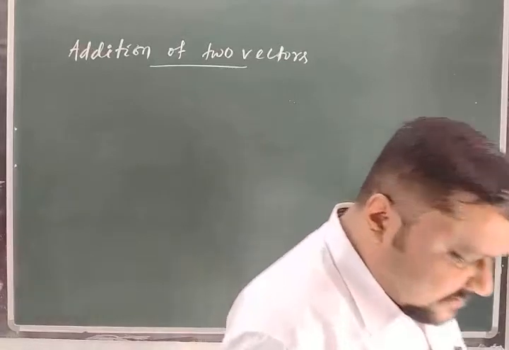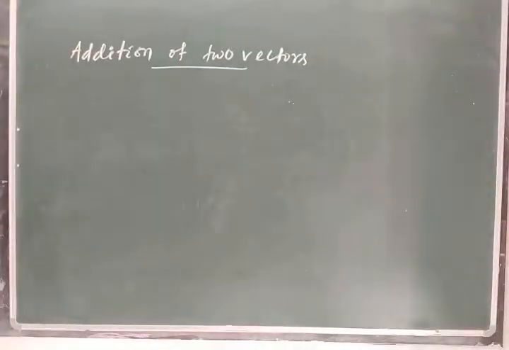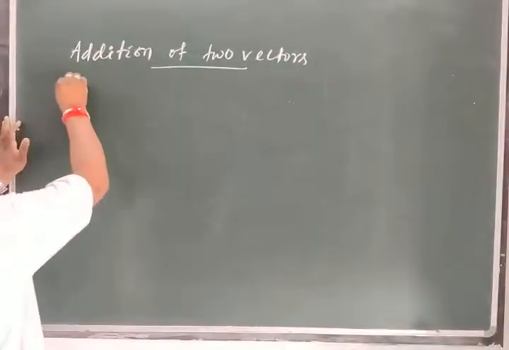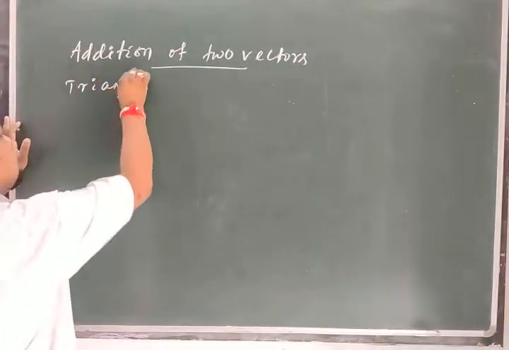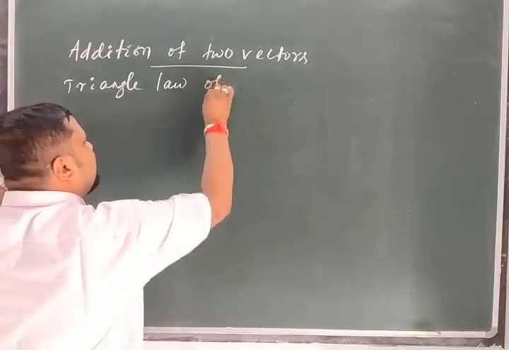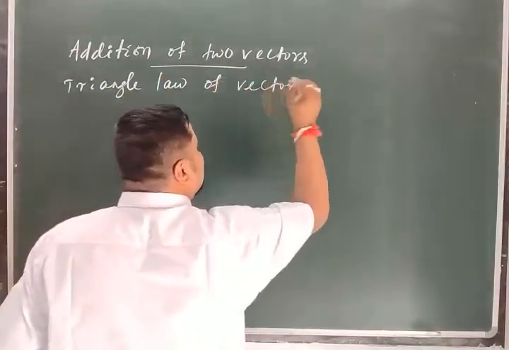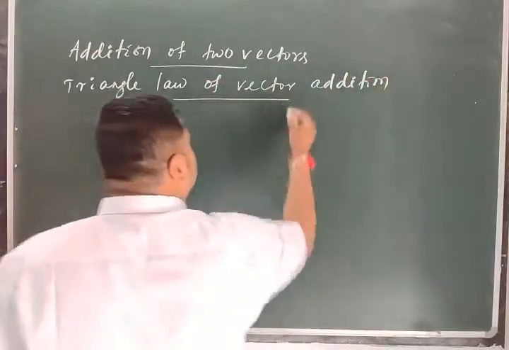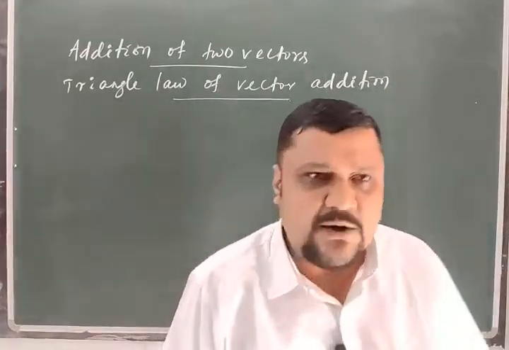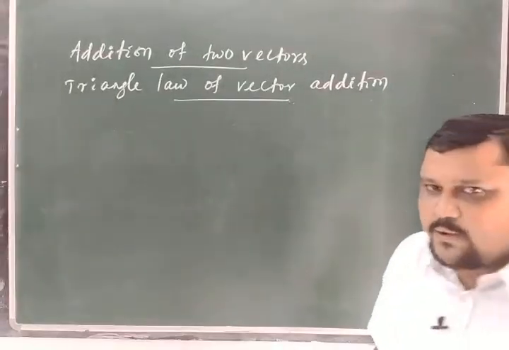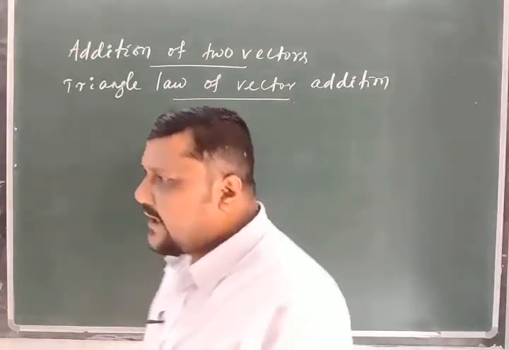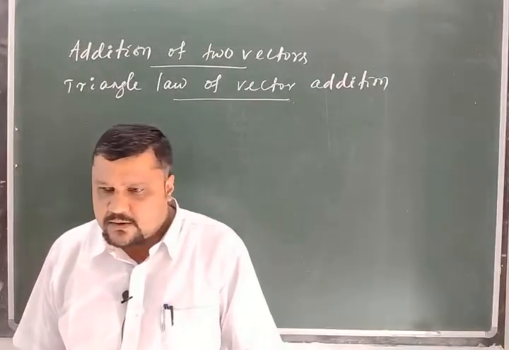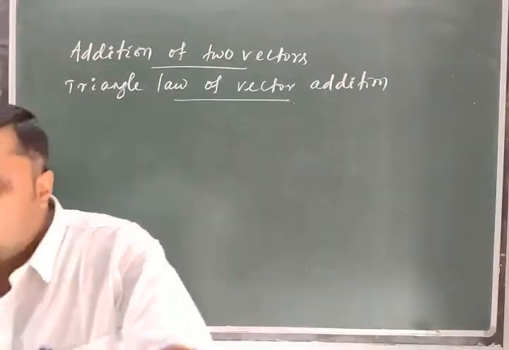To know this triangle law of vector addition, when we write it, we will go for the different cases. So what does addition mean? When we add the two vectors, we are getting a new vector. We are finding a new vector, which is called the resultant vector.